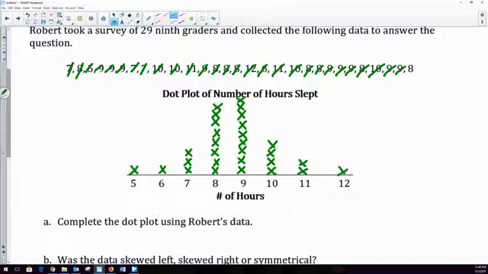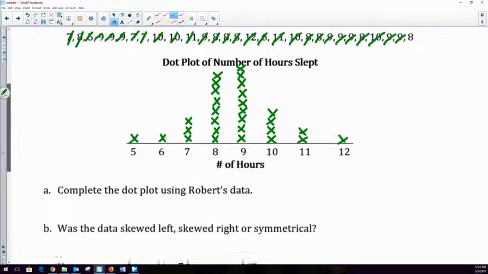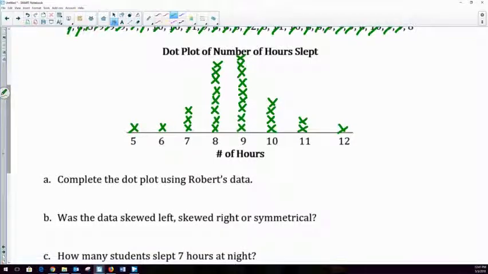Okay, so double check that you have the same number of dots or X's that I have. I have 1 for number 5. I have 1 for number 6, 3 on 7, 8 on 8, 9 on 9, 4 on 10, 2 on 11, and 1 on 12. That's all there is to making a dot plot.